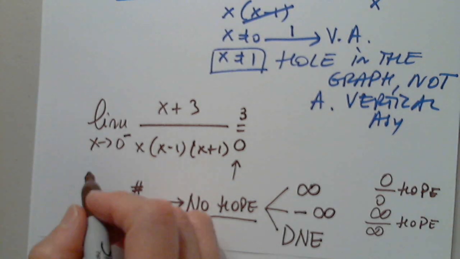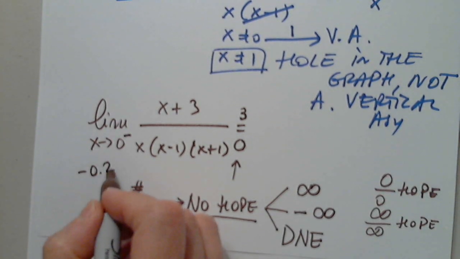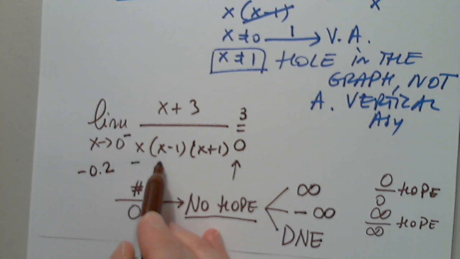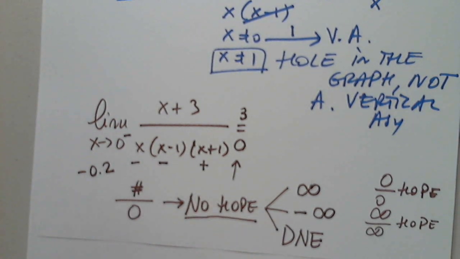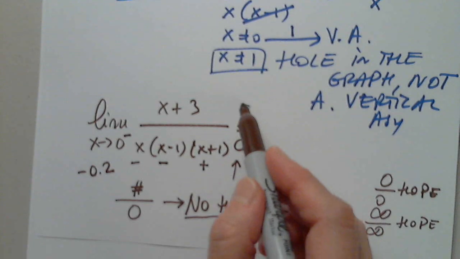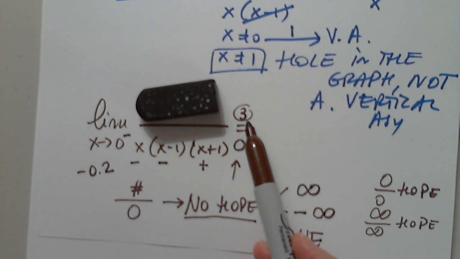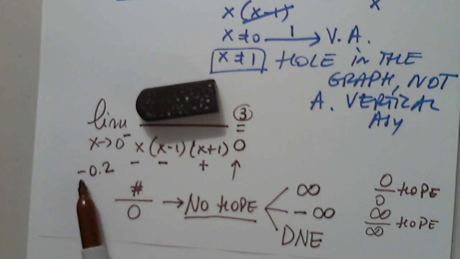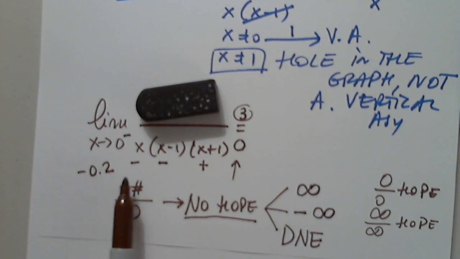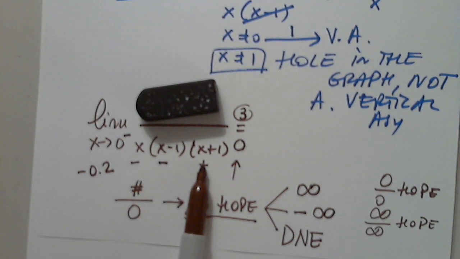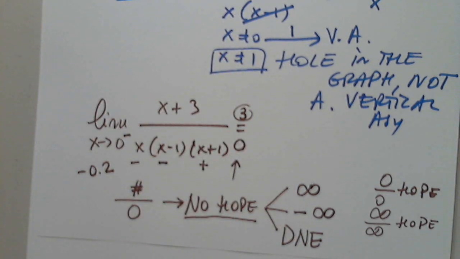From the left, imagine negative 0.2. Negative, negative, but positive. And of course, this is 3. Don't even worry about the numerator. The numerator is 3. With negative 0.2 from the left of 0, this is negative, this is negative, this is positive. Which of these 3 will I write here? What do you think?